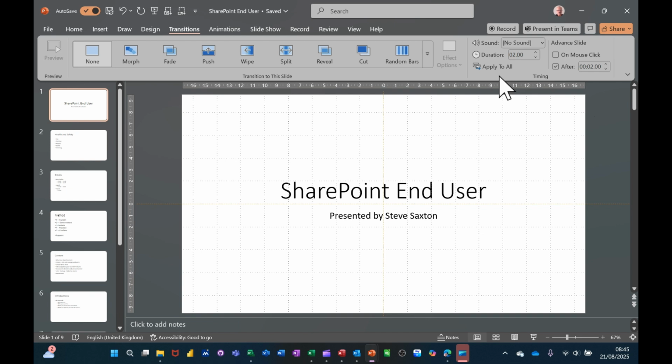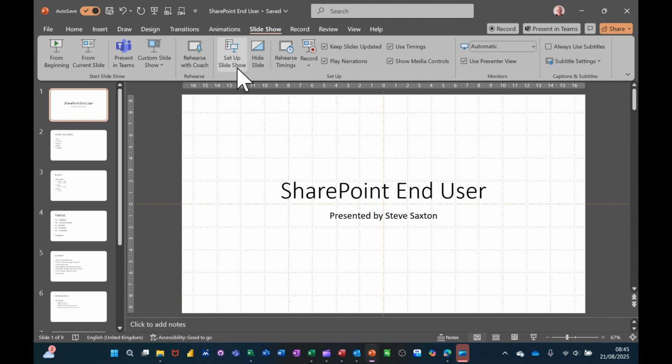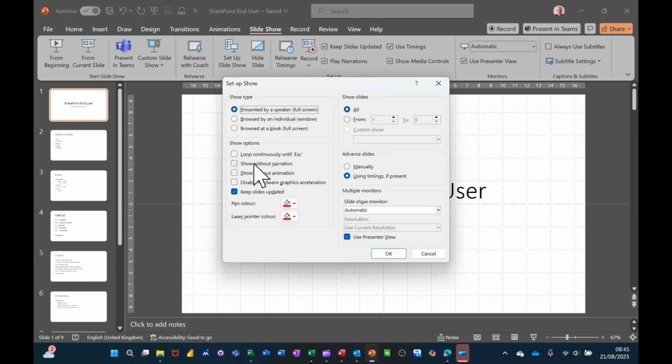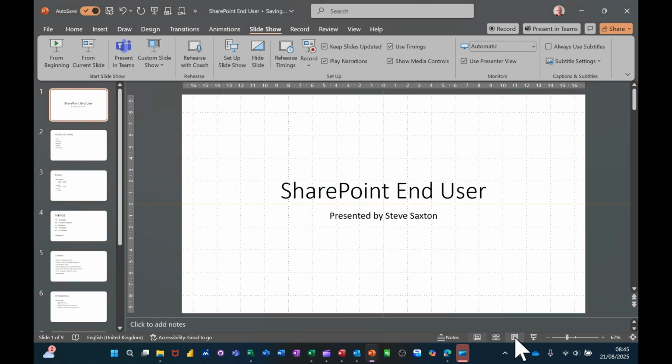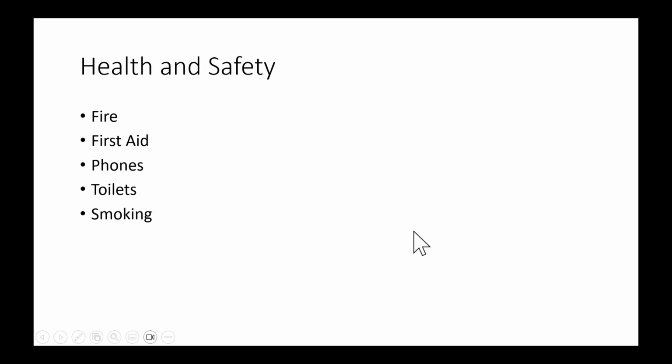Now once I've done that, if I go to slideshow, and set up slideshow, you have this option which says loop until I press escape. So if I tick that and click OK and put it into full screen again, this will keep going round and round in circles until I press escape.